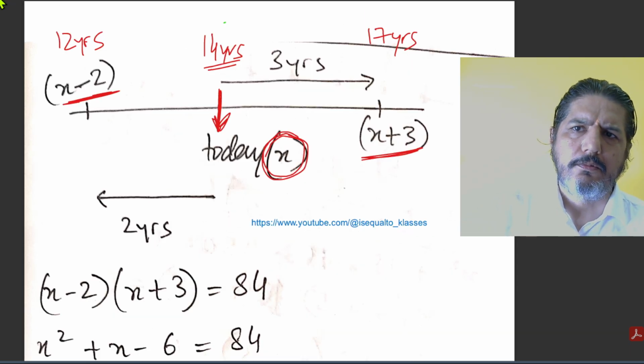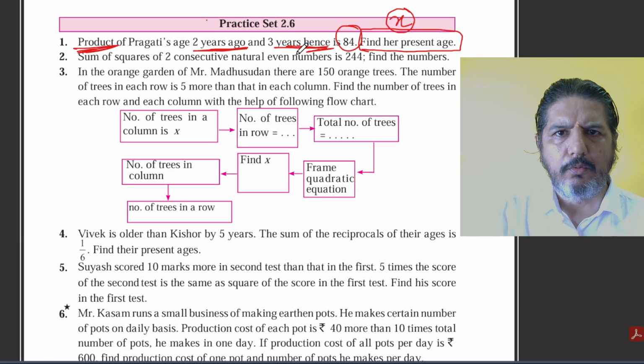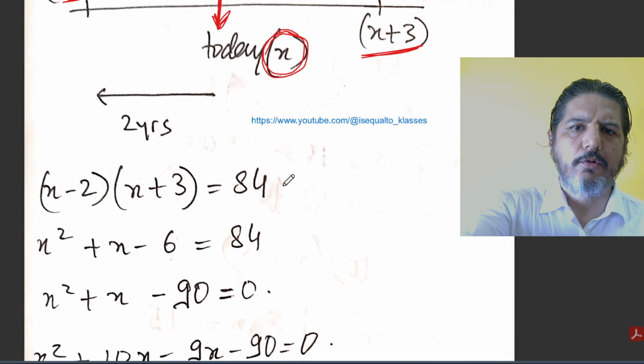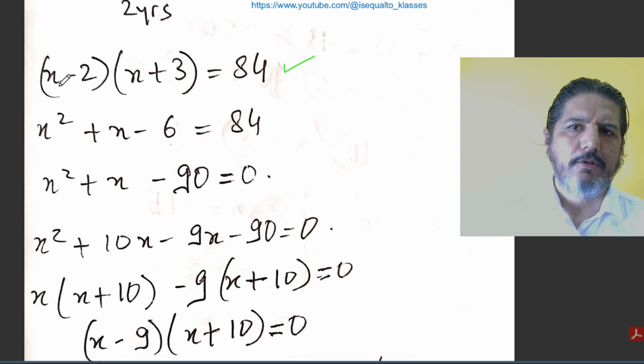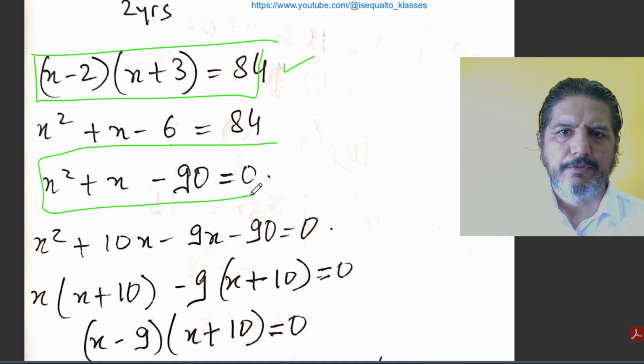Now what you need to understand is product of Pragati's age 2 years ago and 3 years hence. So they are talking about the product of these two ages. This is what you need to understand. So the product of these two is 84. So x minus 2 into x plus 3 is equal to 84. And then you open the bracket. This is the equation that you get.